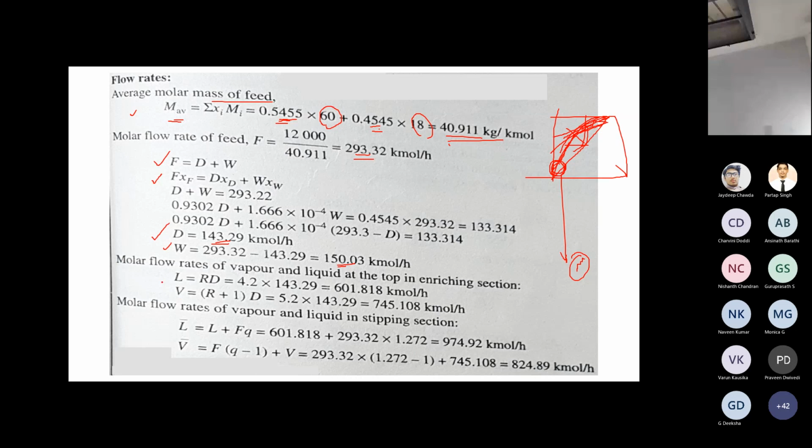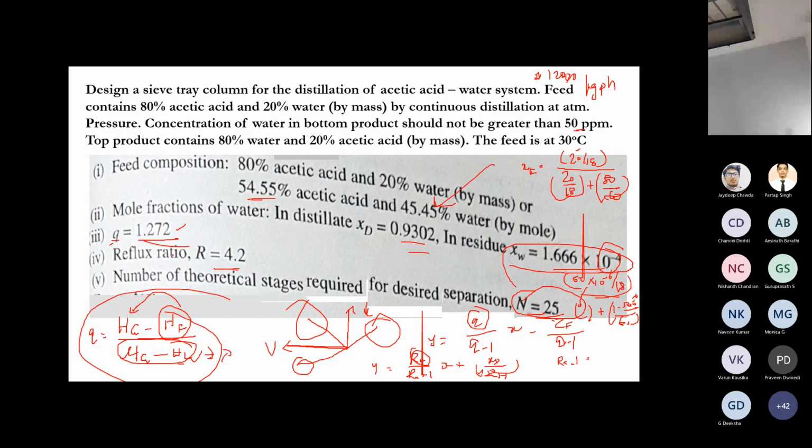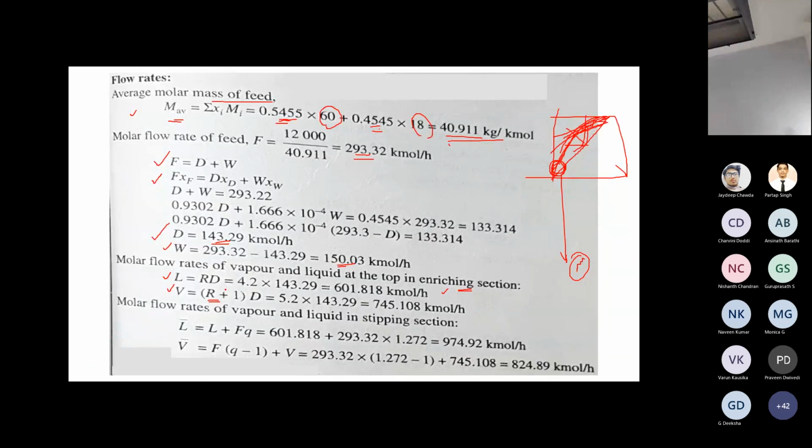Next you can calculate L and V, that is the molar flow rates of liquid and vapor at the top in the enriching section. L is equal to RD. R is 4.2 into D, the distillate, that is 143.29 kilomoles, so you can calculate L. Then V is (R plus 1) into D. R is the reflux ratio, the actual reflux ratio is 4.2. So 4.2 plus 1, that is 5.2, into D, and you have this in kilomoles per hour.